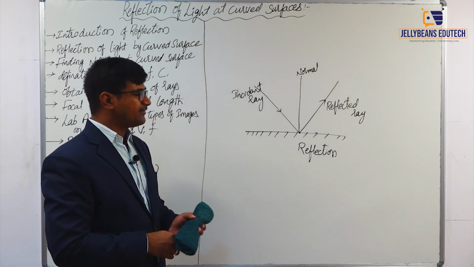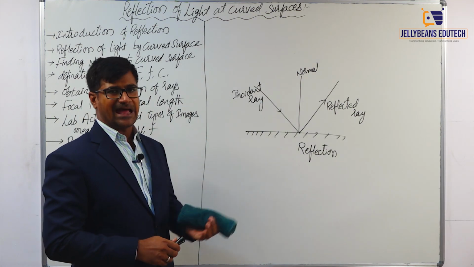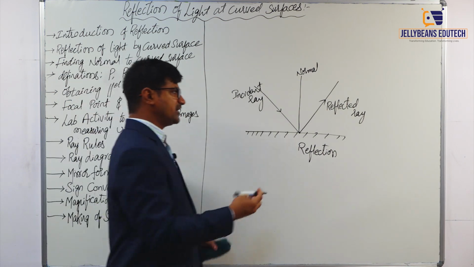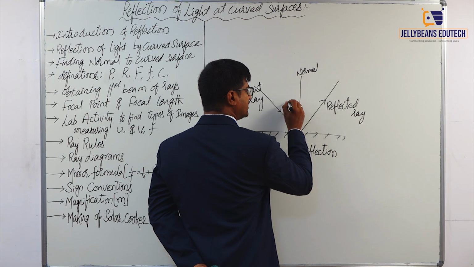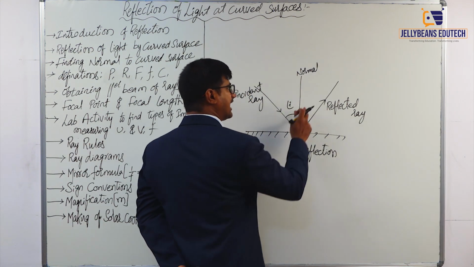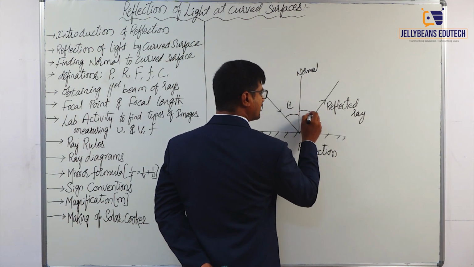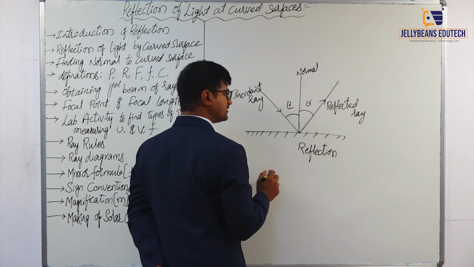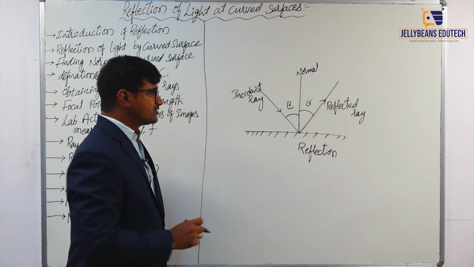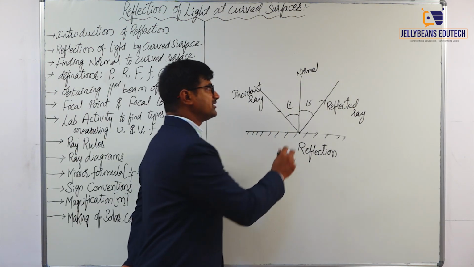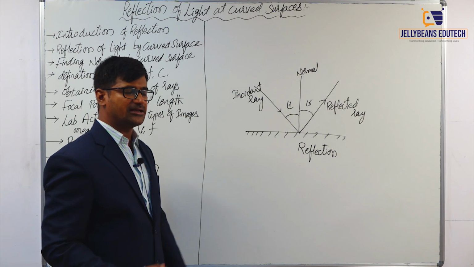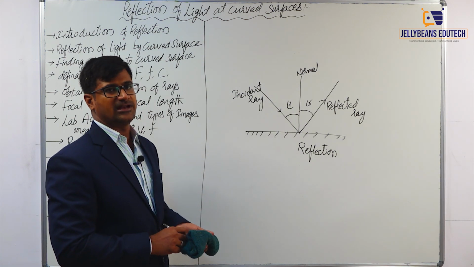Here we are finding the angle of incidence and angle of reflection. We consider the angle between the incident light ray and the normal as the angle of incidence, and the angle between the normal and the reflected light ray is called the angle of reflection.